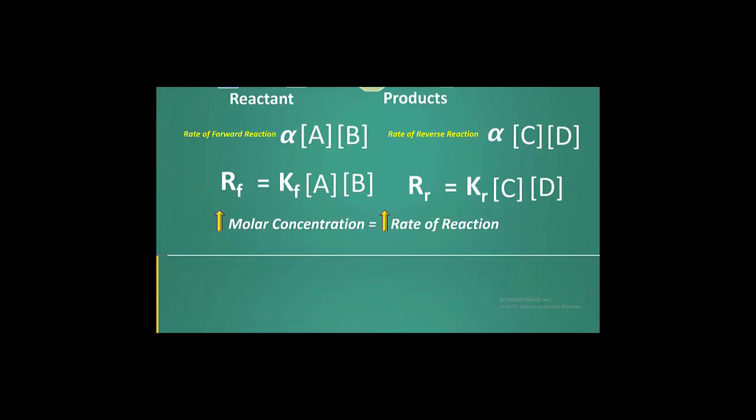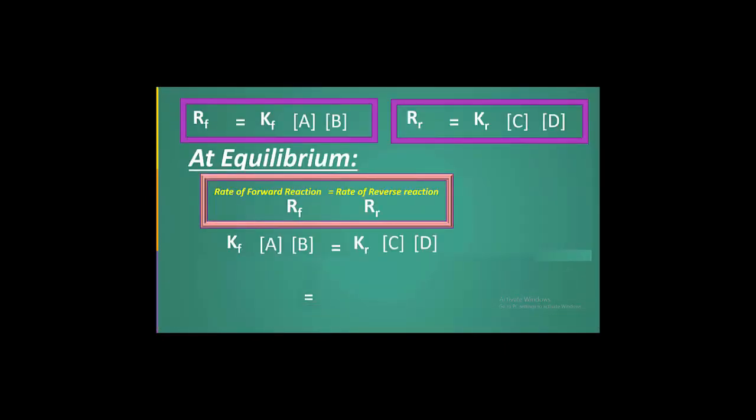And after that, in a reversible reaction, after some time, a stage is reached at which equilibrium happens. So at equilibrium, the rate of forward reaction becomes equal to the rate of reverse reaction.